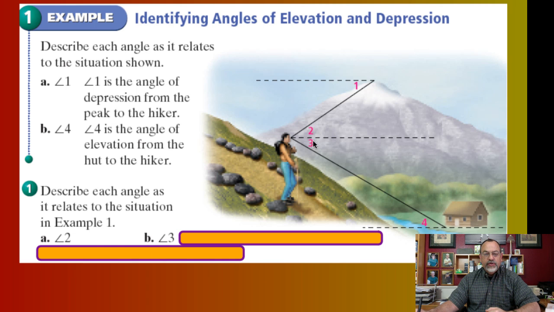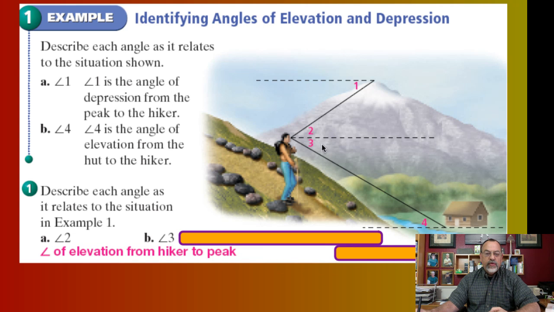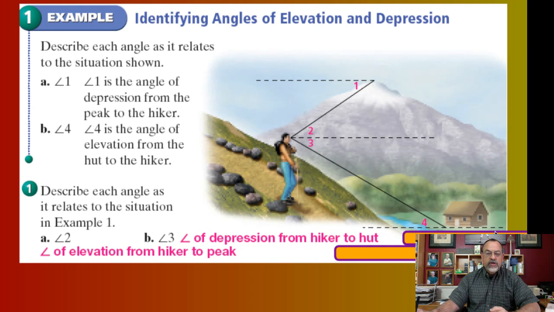So what would angle 2 be then? Well, angle 2 would be an angle of elevation from the hiker looking up to the top of the mountain or the peak. The horizontal line, imaginary, drawn here, the line of sight, the other side of the angle, so we're looking above the horizontal, therefore an angle of elevation. And then angle 3 would be an angle of depression because the person is looking below horizontal, looking down to the cabin, so this would be an angle of depression from the hiker looking down to the cabin.